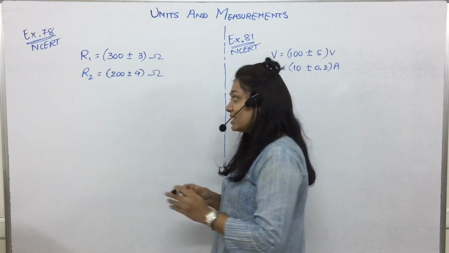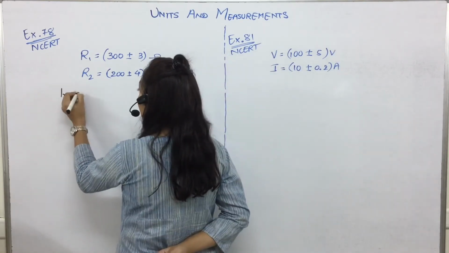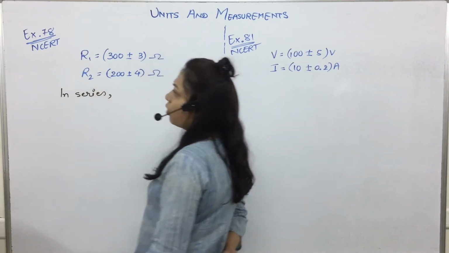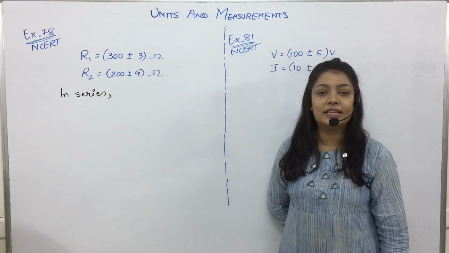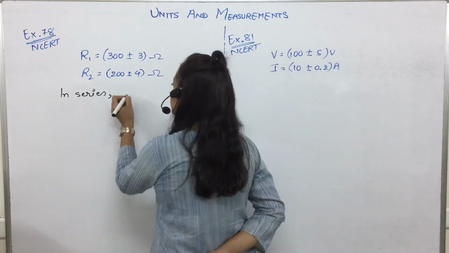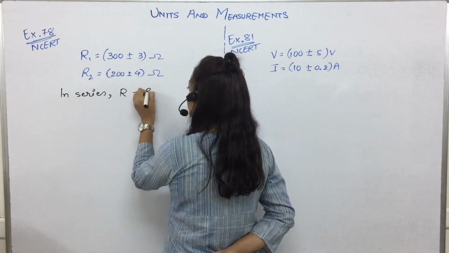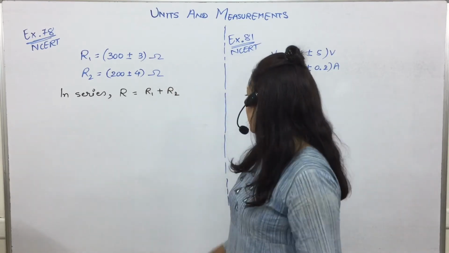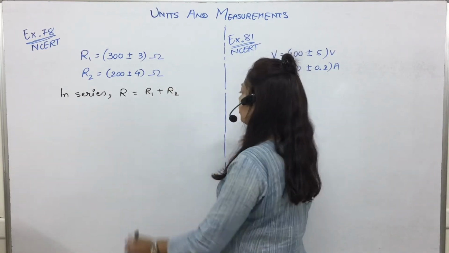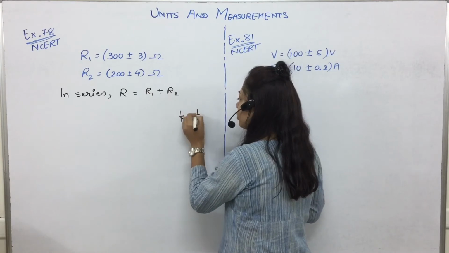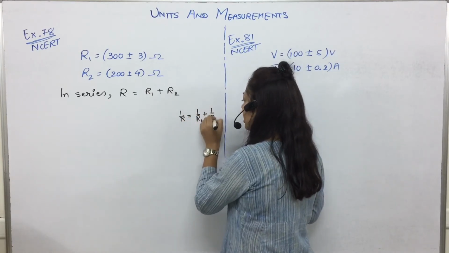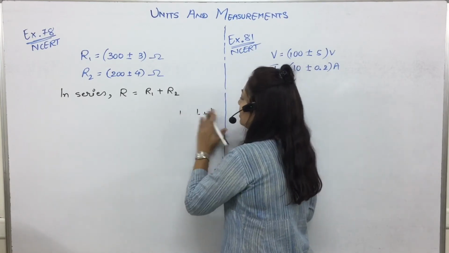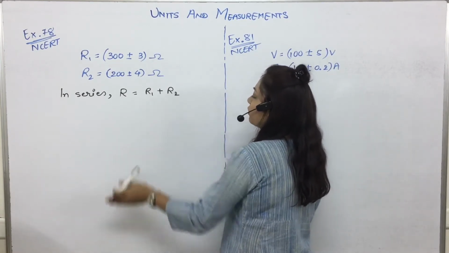When in series connection, we know the formula for the resultant or equivalent resistance. So R is equal to R1 plus R2. If it were parallel, we know the formula is 1 upon R is equal to 1 upon R1 plus 1 upon R2. Yes or no? Right? Okay. But here the given one is series. We want to find out the equivalent resistance.